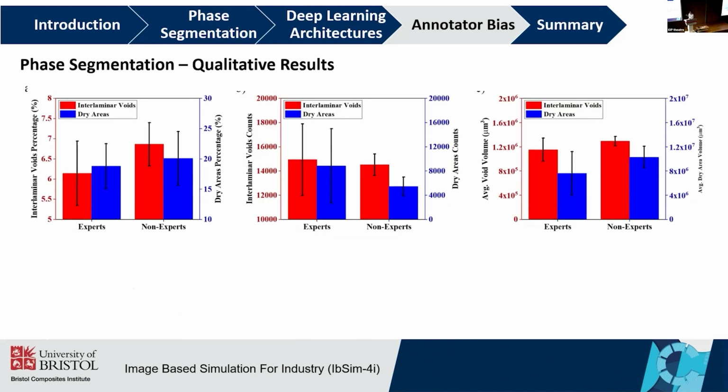Now some quantitative results. Actually, despite this disagreement, the level of inter-annotator agreement for voids and dry areas was comparable between the two groups. No especially big differences can be appreciated, and the error bars somehow overlap with each other. So both experts and non-experts provide comparable results.